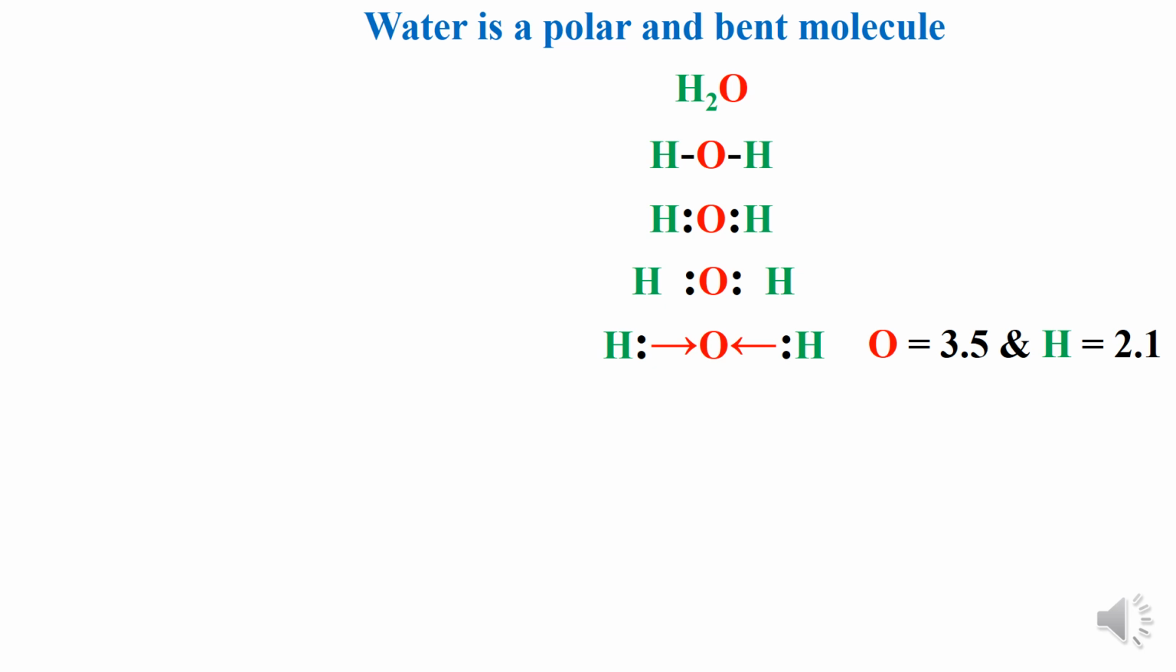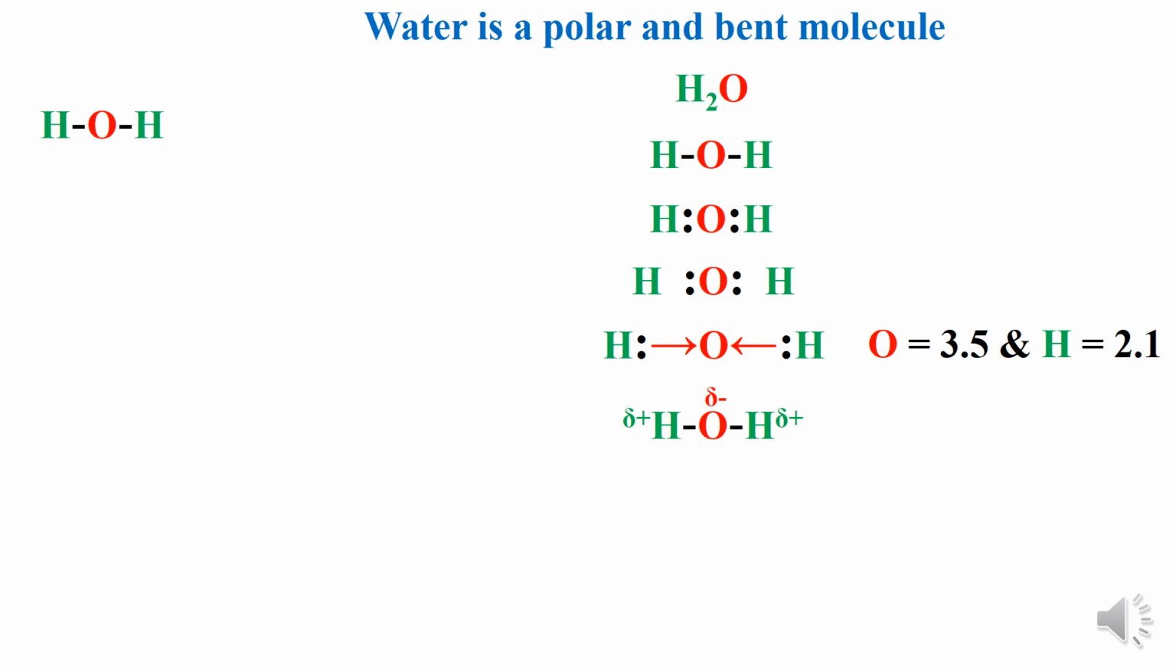So oxygen is more electronegative than the hydrogen atom, and therefore it attracts or pulls the shared pair of bonding valence electrons closer to itself. As a result, the two hydrogen atoms gain partial positive charges, while the oxygen atom gains a partial negative charge, and this is shown by the Greek symbol delta. Delta plus and delta minus, meaning partial positive charge and partial negative charge.